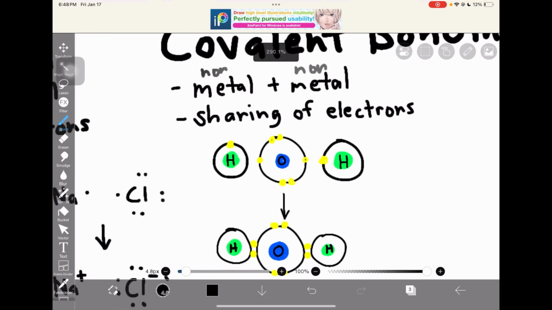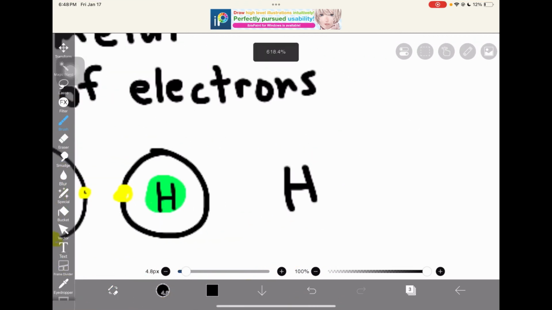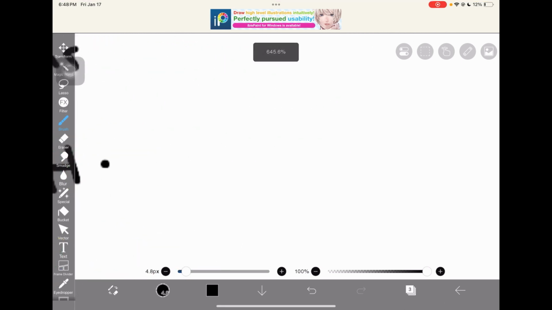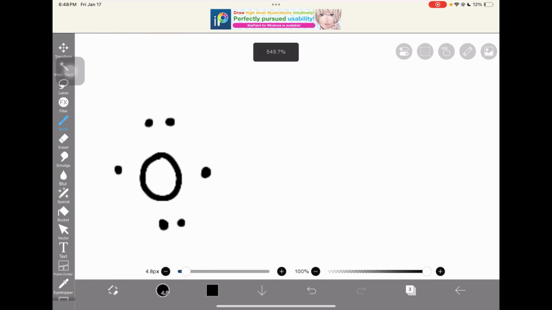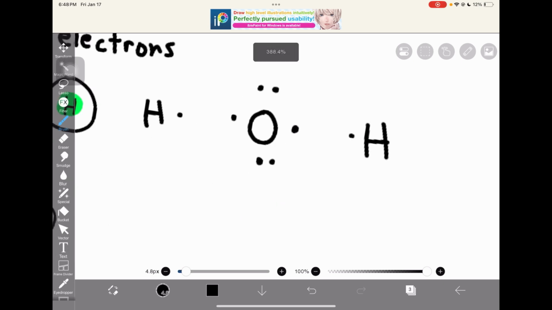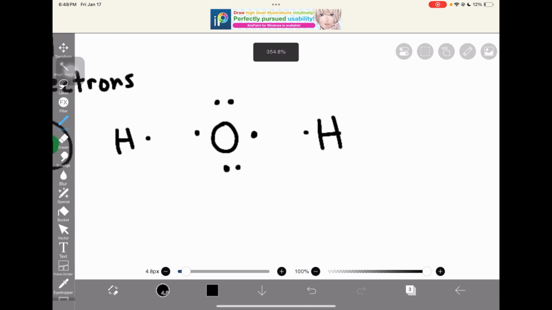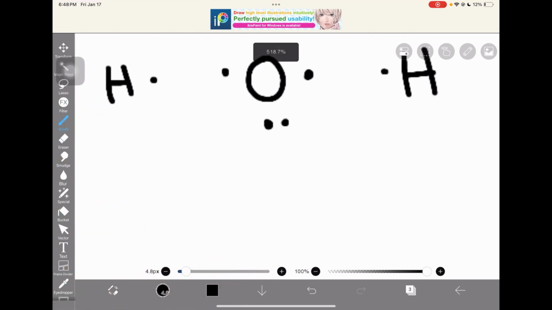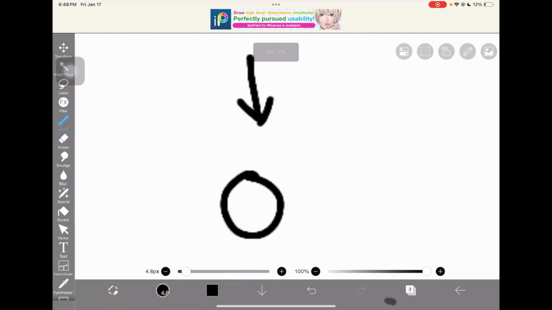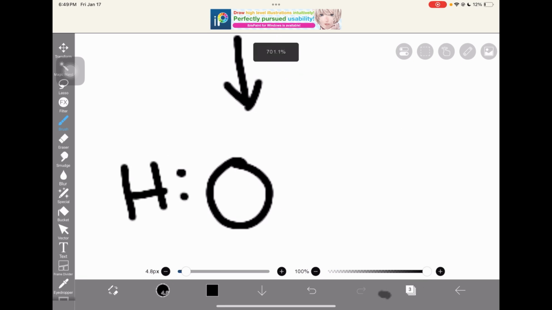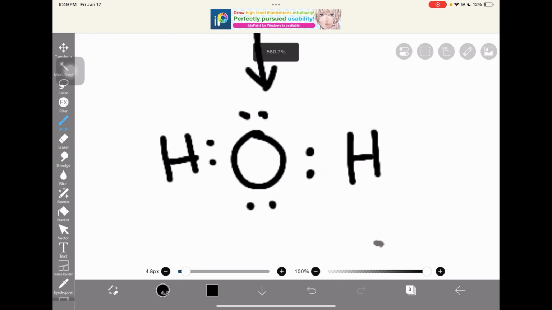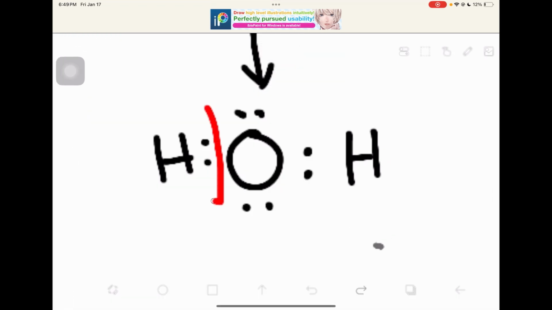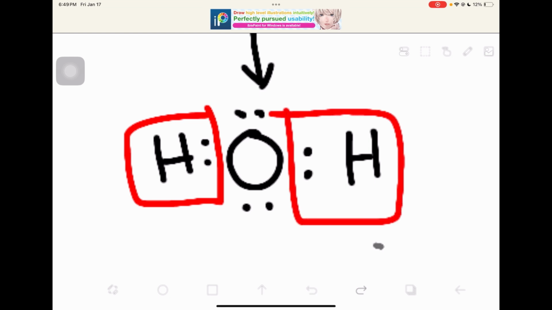The Lewis dot structure for this one would be, we have one H, and H has 1 valence. Then we got O, which has 6 valence. And we got another H, which has 1 valence. Because of covalent bonds, it now looks like this. We got H over here, and then the 2 dots over here, and then another H. It looks a bit weird, but I'll separate it. So you got the H over here and the O over there.